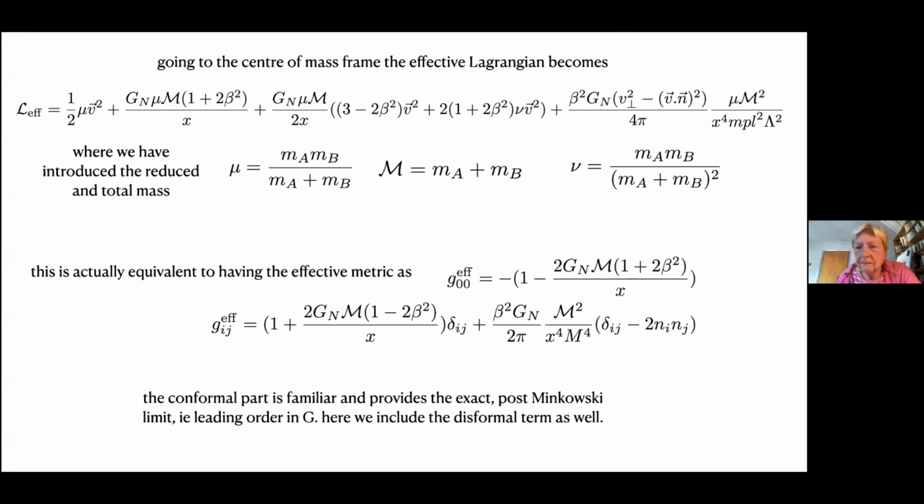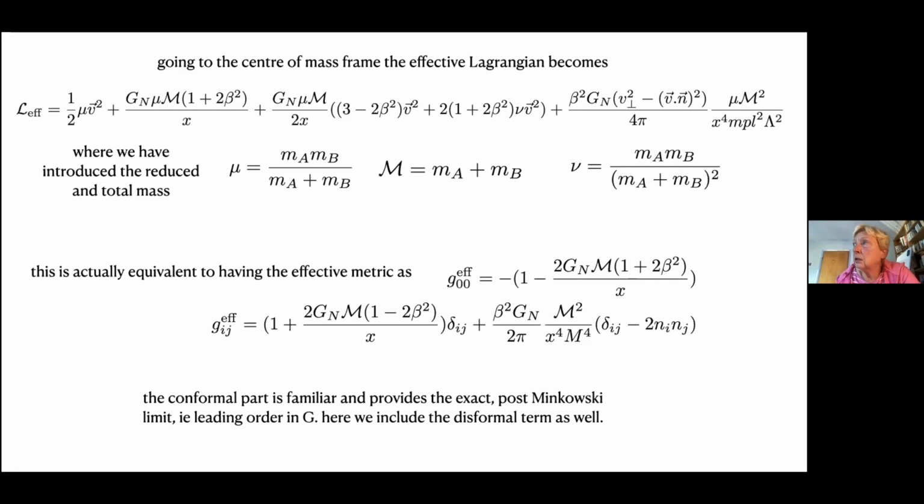So the GR limit, if you see from the effective Lagrangian, is that beta goes to zero and you switch this term off. This should be capital M. So capital M goes to infinity.